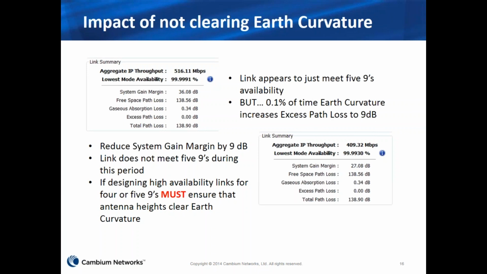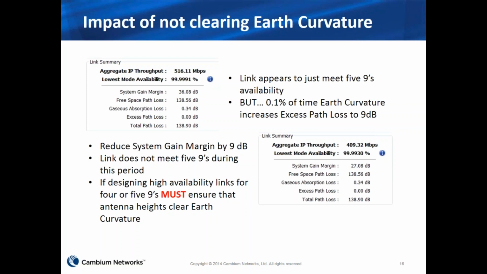How important this is to you depends on what type of link you're designing and what availability you're looking for. The worst earth curvature is a value that shouldn't be exceeded for 99.9% of the time. This is in the worst month for a given set of atmospheric conditions. But that means if you're designing links for 4 or 5 nines, i.e. 99.99% or better, then if you haven't cleared the earth curvature, any availability calculations above 99.9% can't be guaranteed. This example shows the impact on the availability of adding the extra 9 dBs.